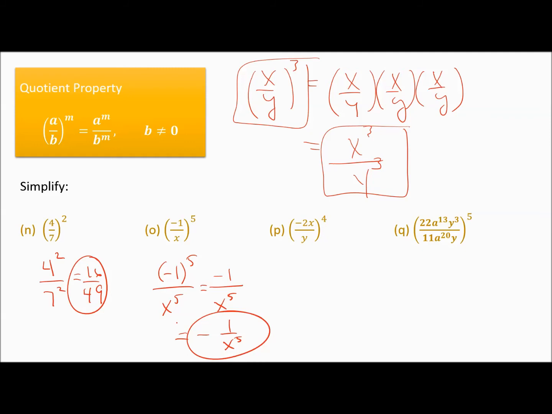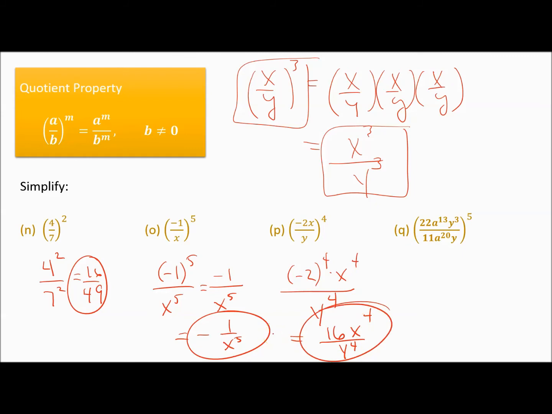Alright, now on example P, we get to use two different properties. We had a property in a couple of sections ago that says that if you have multiplication inside an exponent, that exponent applies to both. So that's going to be negative 2 to the 4th times x to the 4th. And now our new property says it also applies to division, y to the 4th. And then I simplify that expression. Negative 2 to the 4th is negative 2 times negative 2 times negative 2 times negative 2, which is a positive 16. You know, a negative raised to an even power is always positive. X to the 4th divided by y to the 4th.